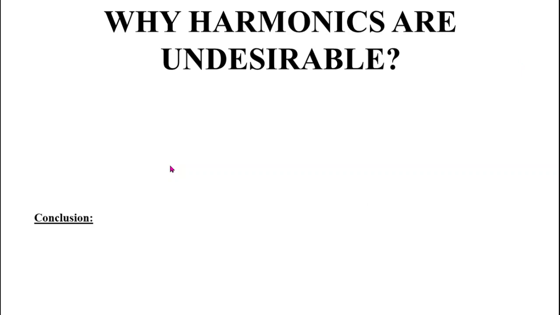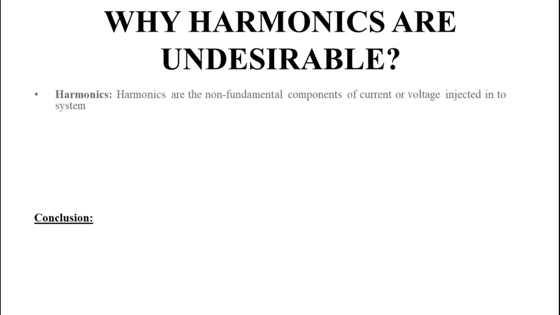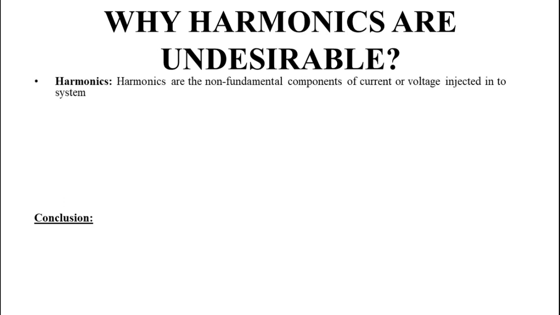We know that the biggest disadvantage of power electronic devices is harmonics. Now what are these harmonics? Harmonics are the non-fundamental components of current or voltage that are injected into the system. This happens due to switching or non-linear loads connected in the system. Due to this, current and voltage waveforms get distorted.